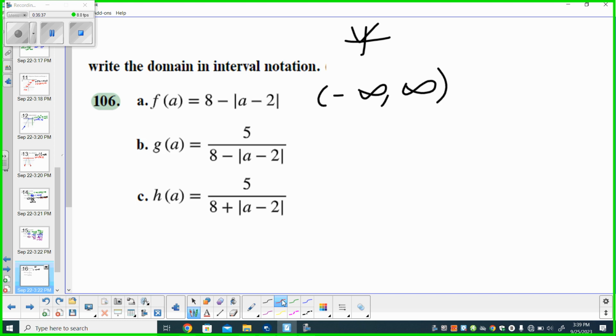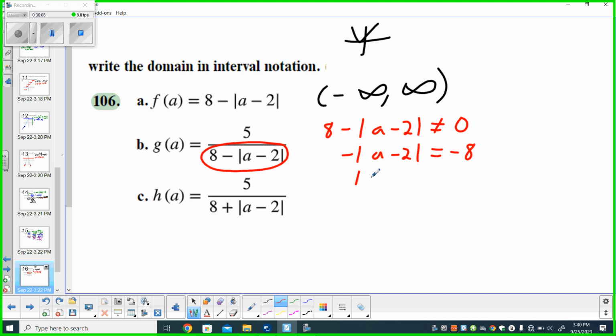When you have an absolute value on the bottom of a fraction, that's the denominator, same rule applies. You got to figure out what A cannot be because I cannot have 0 on the bottom. So I will take the denominator and I will set it not equal to 0. So that makes it A minus the absolute value of A minus 2 cannot equal 0. So I'll subtract the A first, divide both sides by -1, and then set the two separate equations. So you get A minus 2 equals 8, and A minus 2 equals -8.